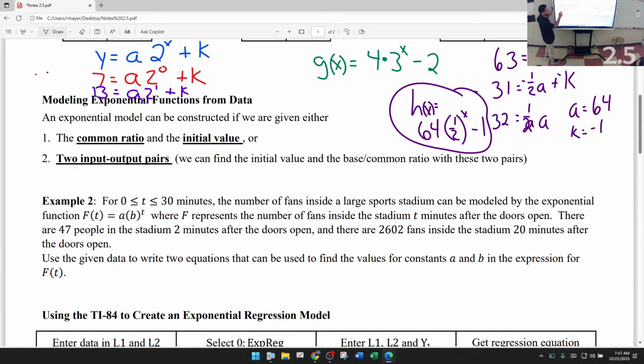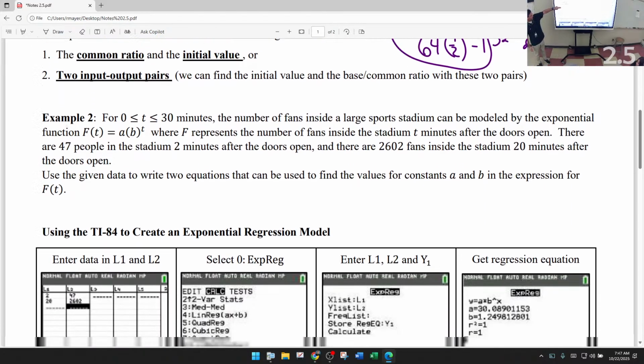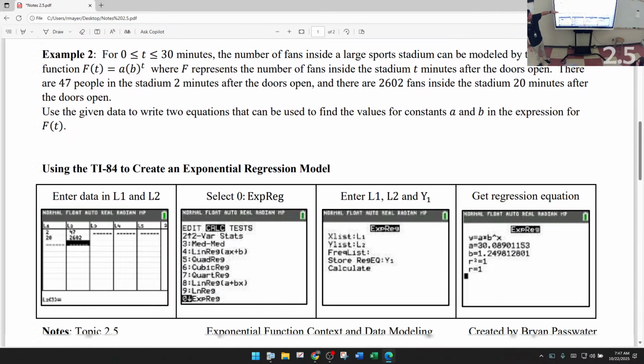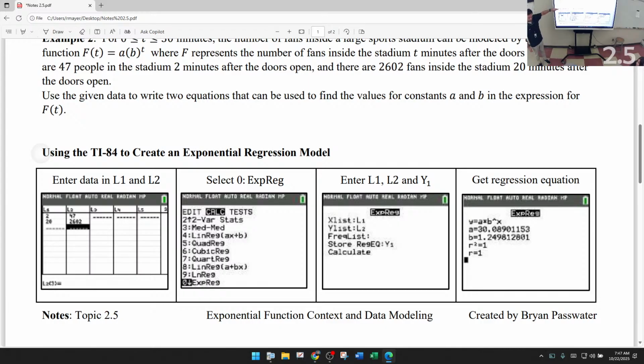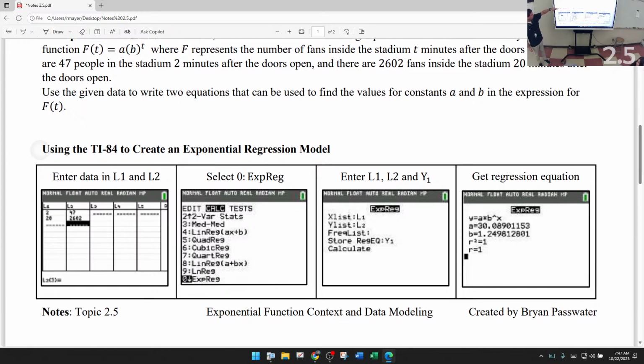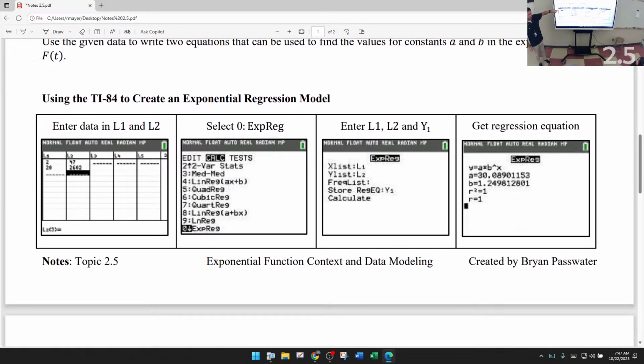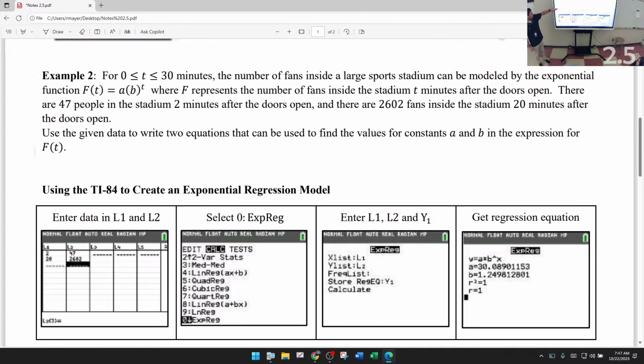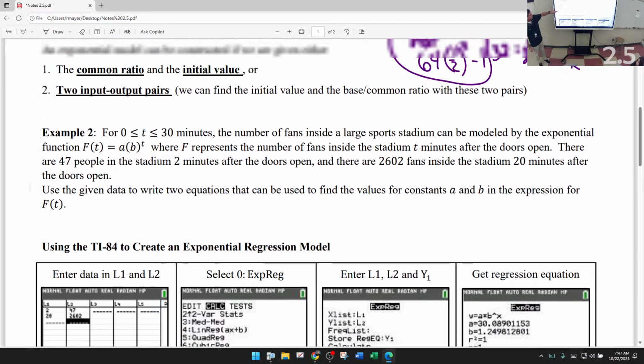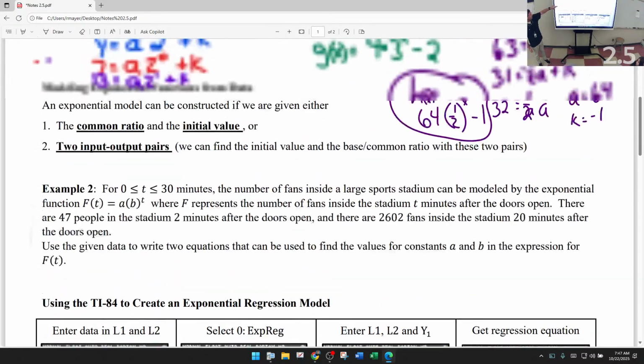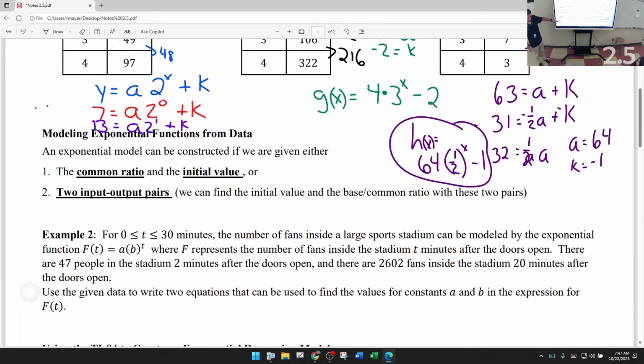All right, beautiful. Okay, modeling exponential functions from data. And again, notice that we got like little, yours looks like this. Is this on the next page? No, it's on the same page? Okay. All right. I thought you had a little calculator picture. Is there not a calculator picture?